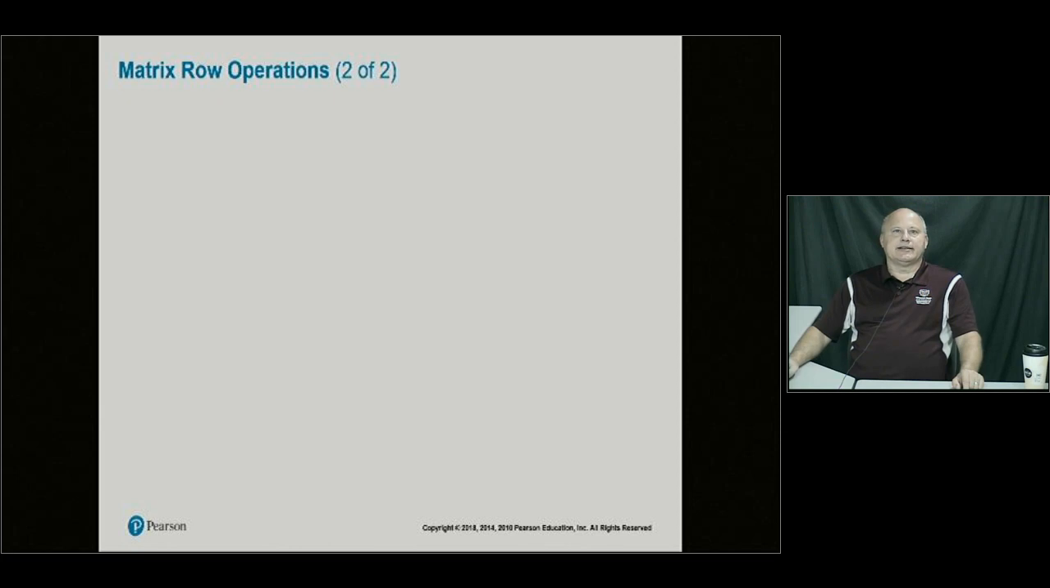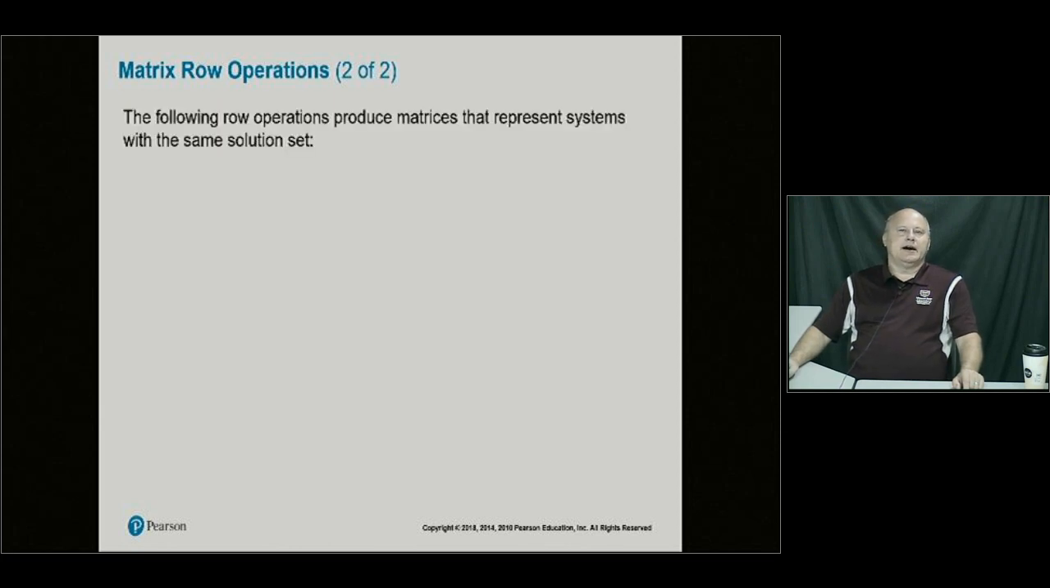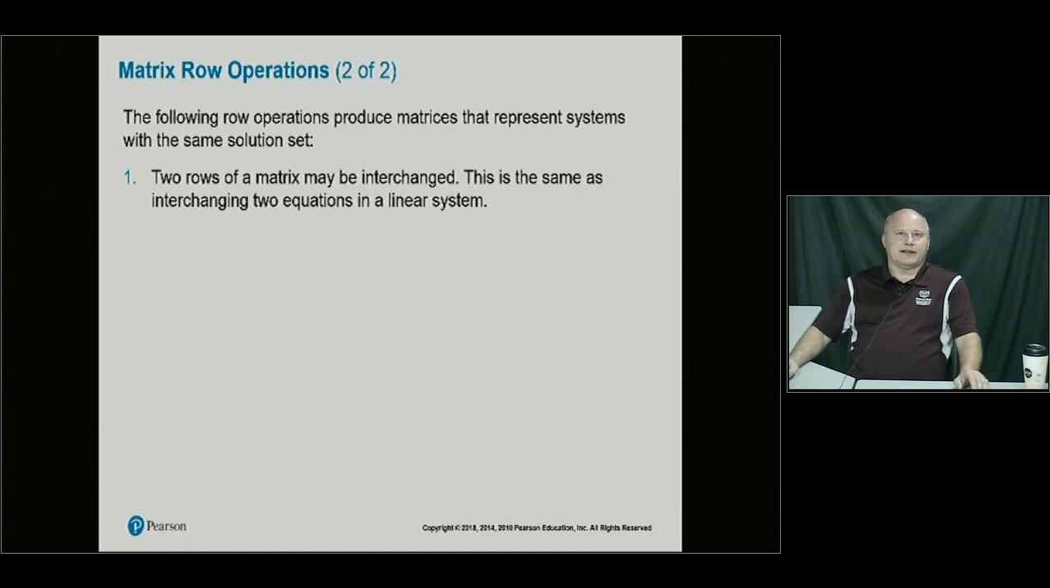All right, so let's look at matrix row operations. The following row operations produce matrices that represent systems with the same solution set. Now remember, if you have a matrix that represents the same system, they're going to give you the same answer. So the solution set is the same. So let's see what they are.